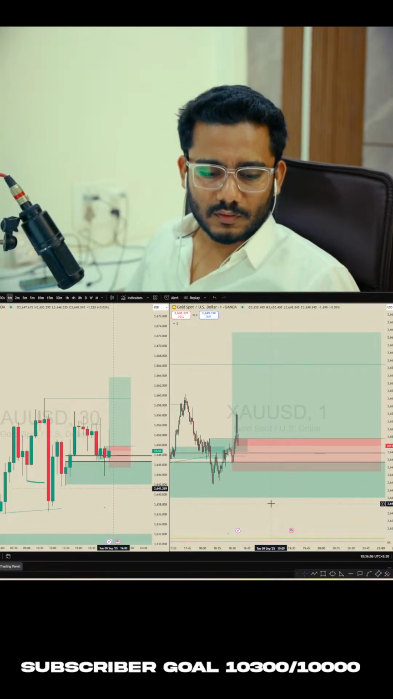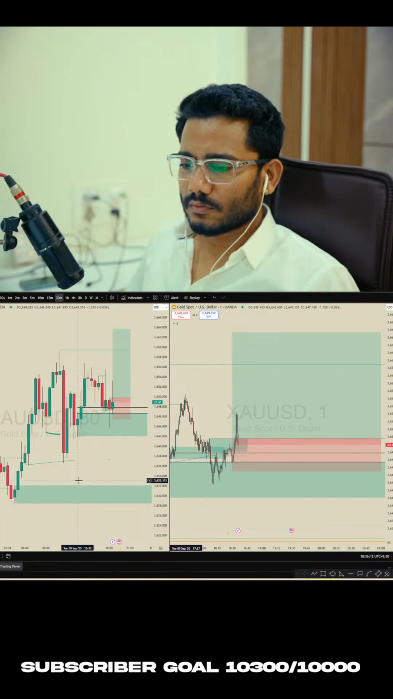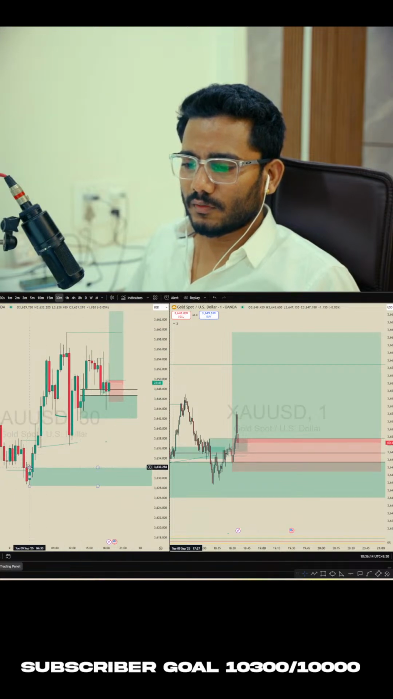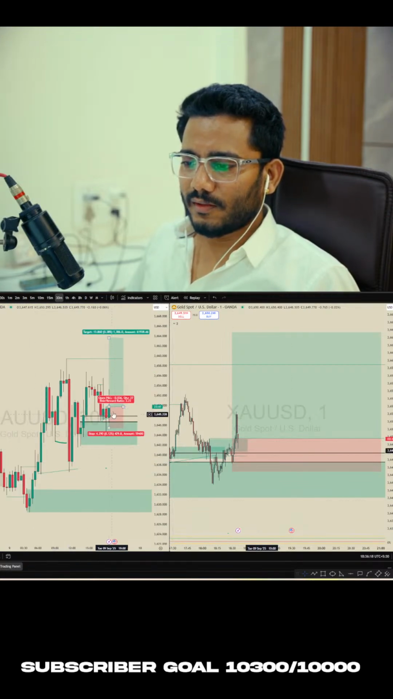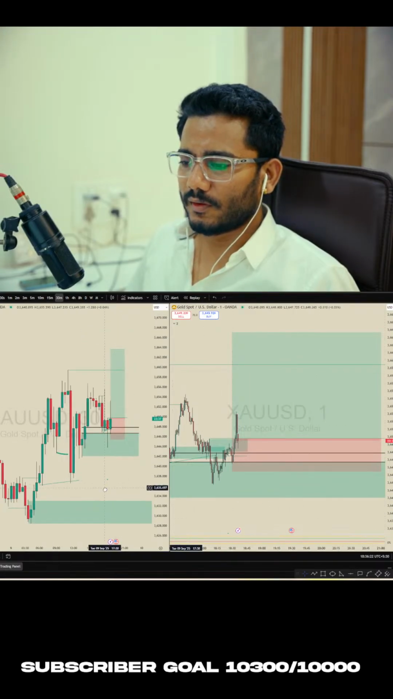Okay, 1, 2, 3, 6, 3, 3. Yeah, there is an order block over here. This is this one. If this fails, then I look for buy from here only, from this area.